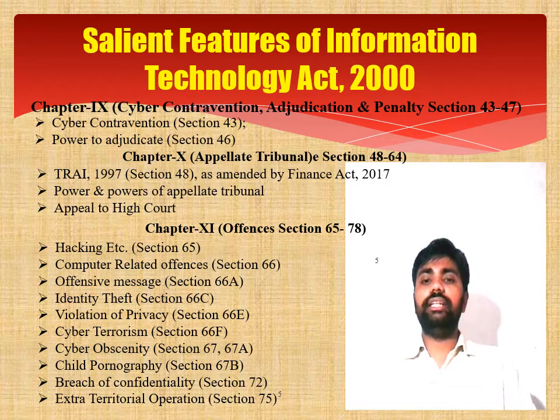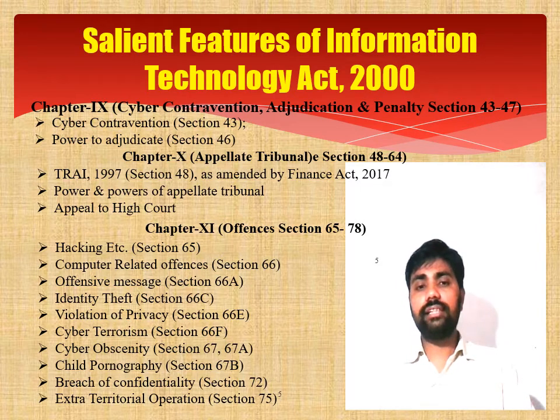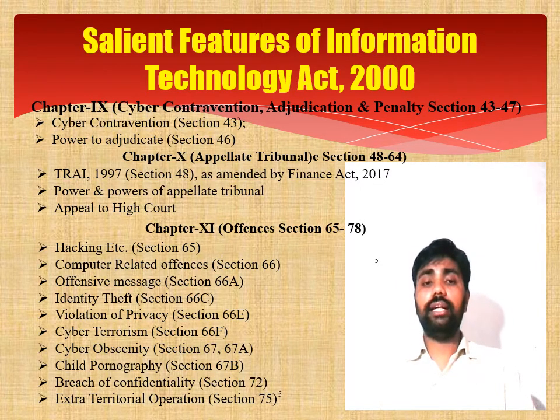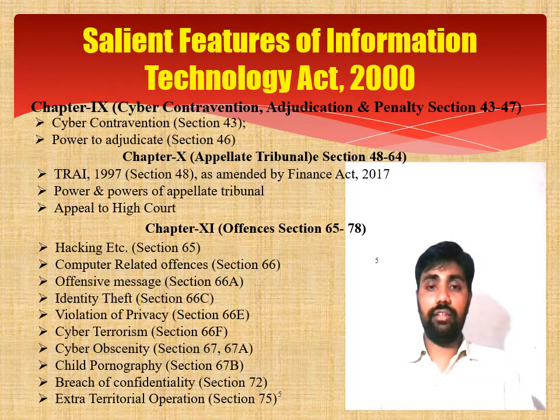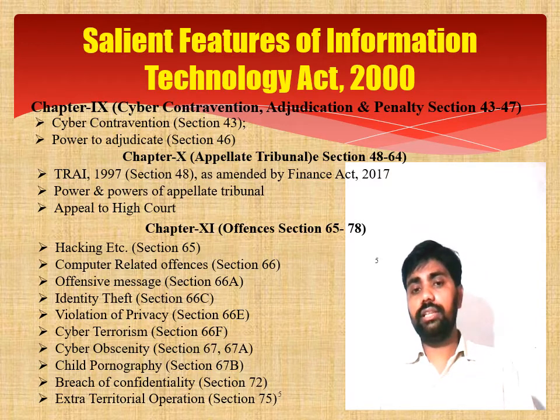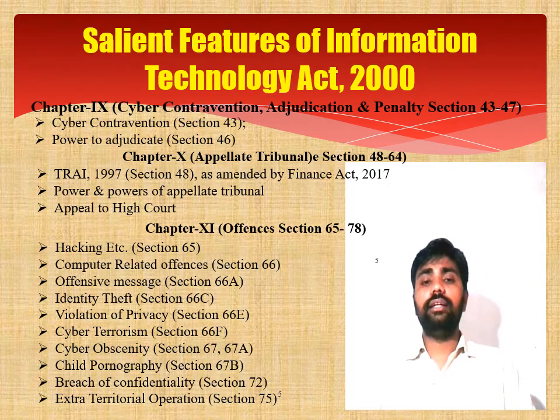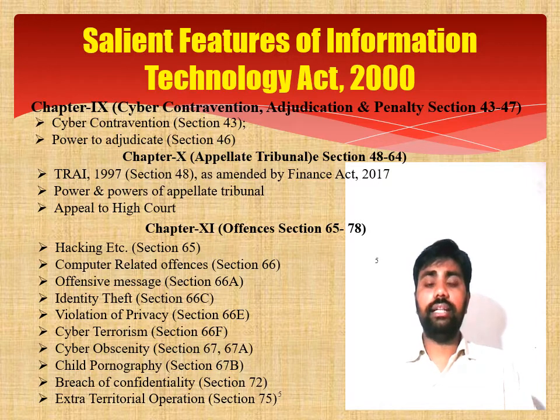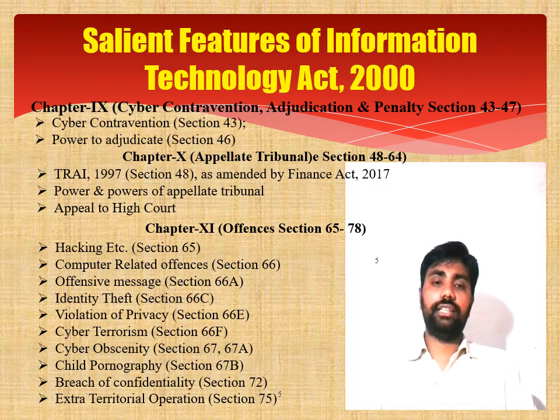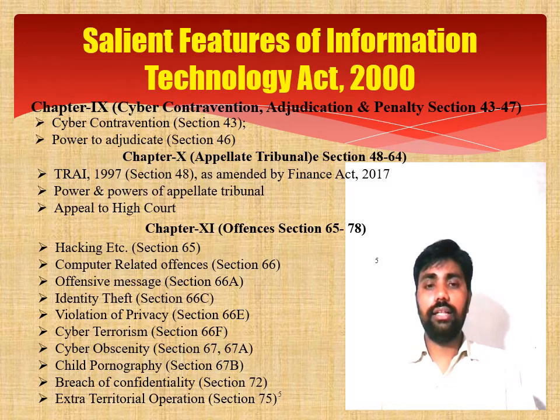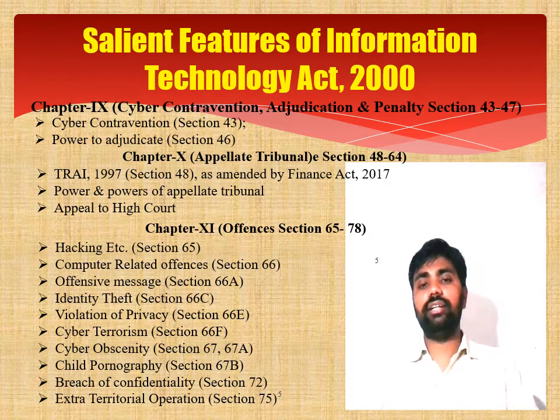Come to the point, the offenses. That is one of the most important aspects of the Information Technology Act. There are various offenses defined under the Information Technology Act 2000, from section 65 to section 78, and it not only defines the crime, but also provides the punishment. For example, the ingredients of hacking are defined under section 65, and computer related offenses are defined under section 66.